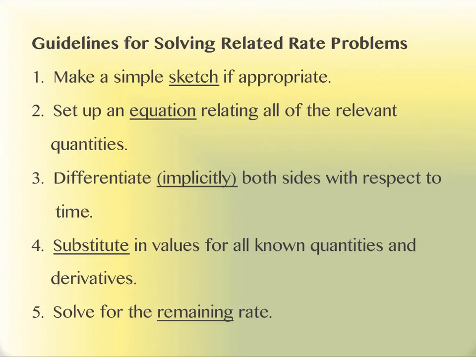Just like in the last section with optimization, we're going to draw a picture if it's appropriate to do so. Second thing is we're going to set up an equation that relates all the relevant quantities. The third one, what I hit on just a minute ago, is that we're going to be working with implicit differentiation. The difference between this and what we did before is that this implicit differentiation is related to time. So every time we do it, we're going to do it with respect to time now instead of with respect to the other variable in the equation. That's different.